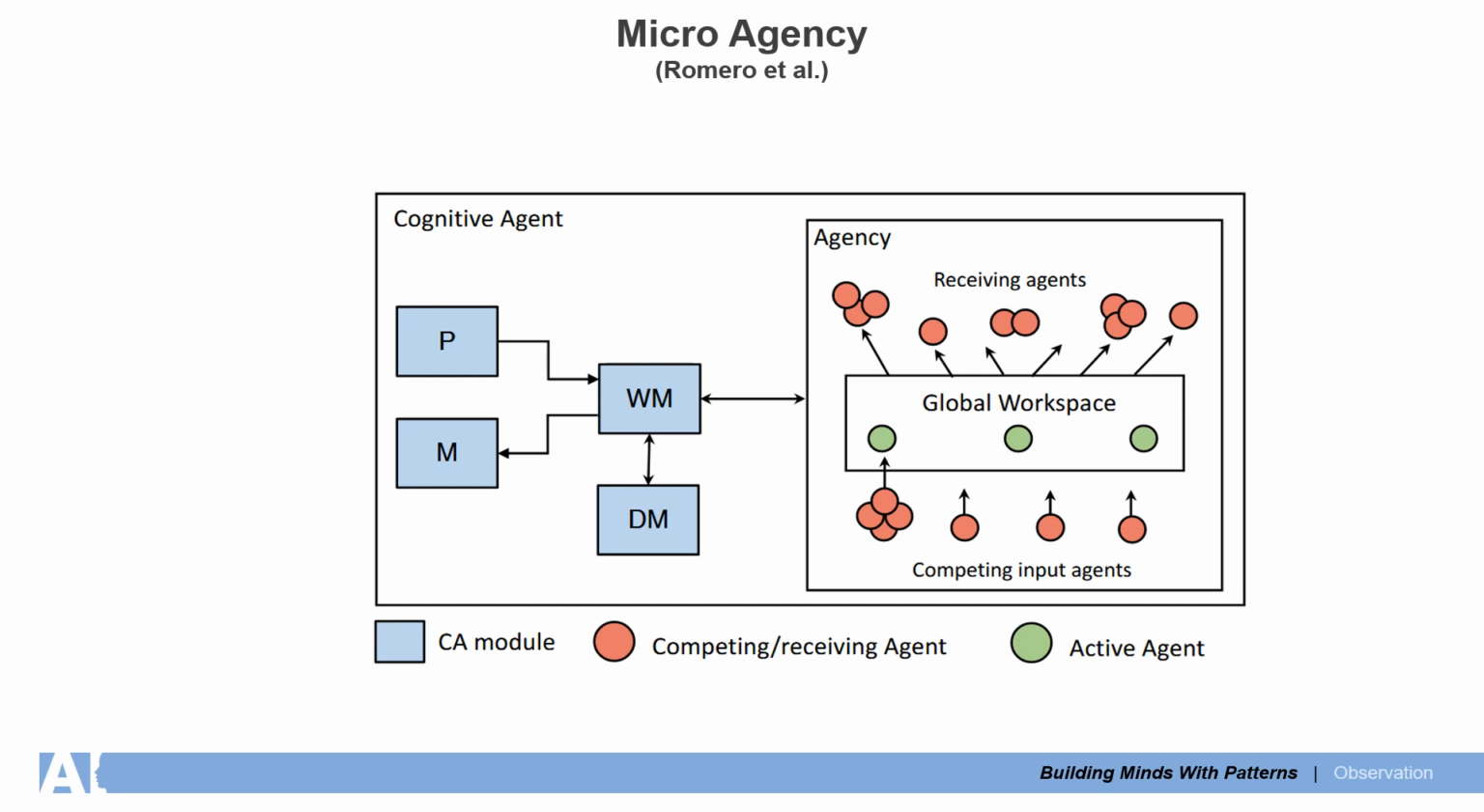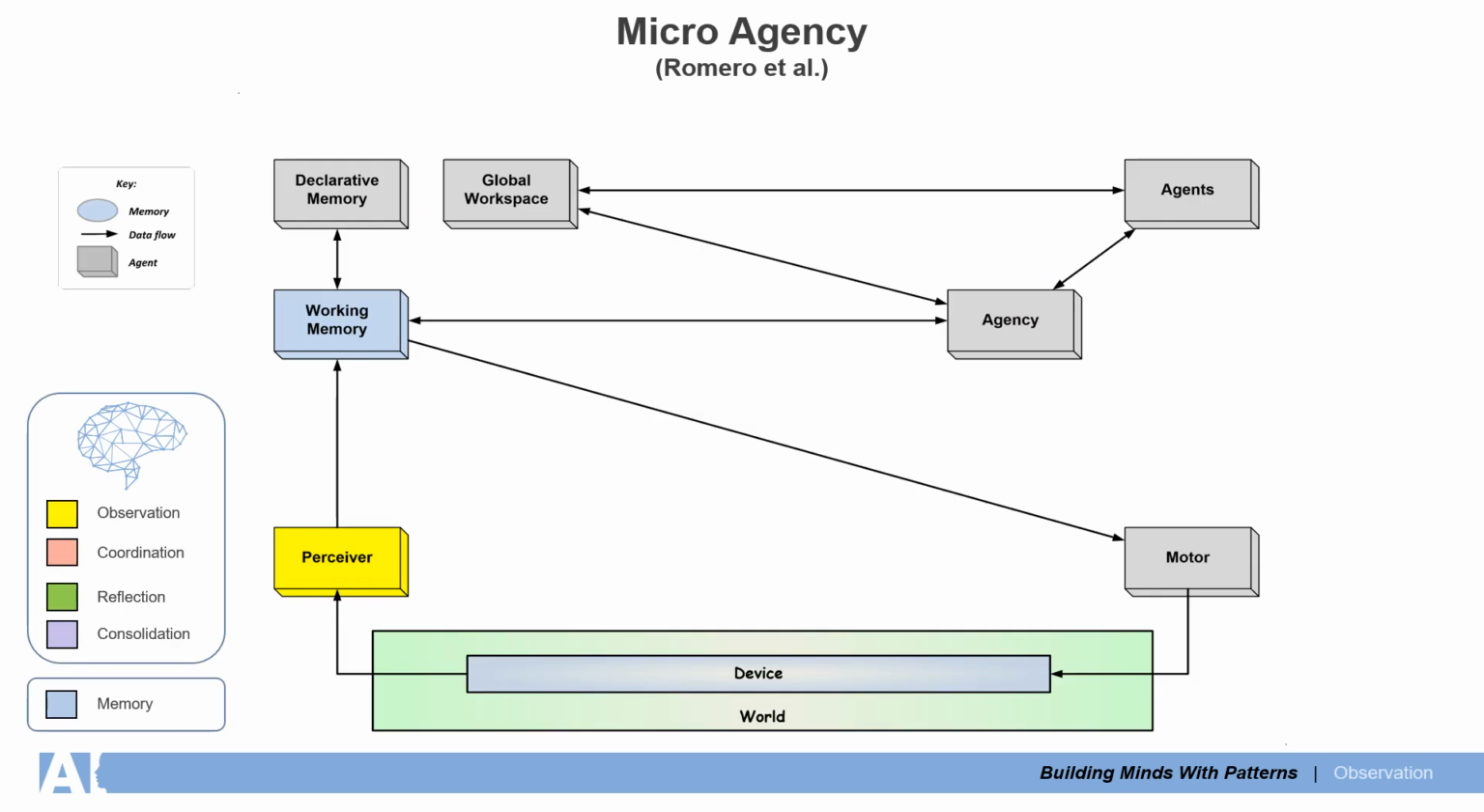From the 2023 paper, Synergistic Integration of Large Language Models in Cognitive Architectures for Robust AI, an Exploratory Analysis by Oscar J. Romero and Associates, we see a micro-agency cognitive architecture with agents which leverage a global workspace to share information. The agents could be represented as rules in a rule-based system or as threads or processes. When we lay out the micro-agency system, we see the observation pattern elements of device, perceiver, and memory very clearly.